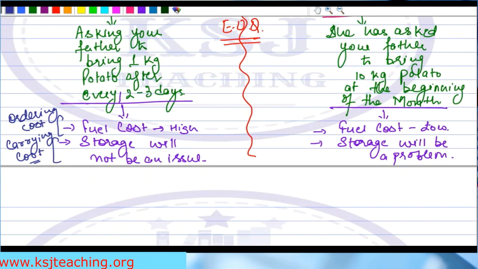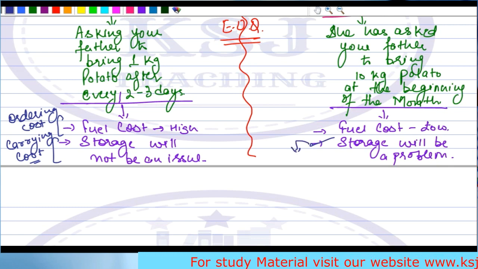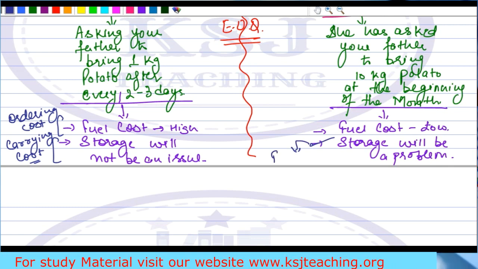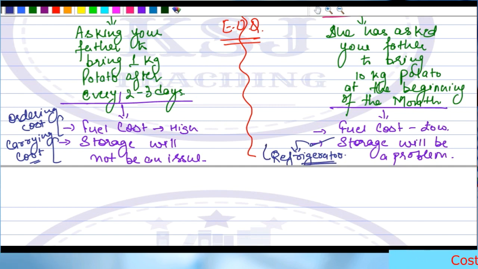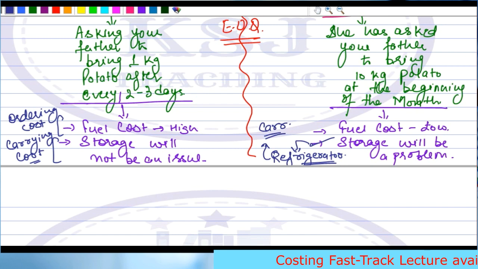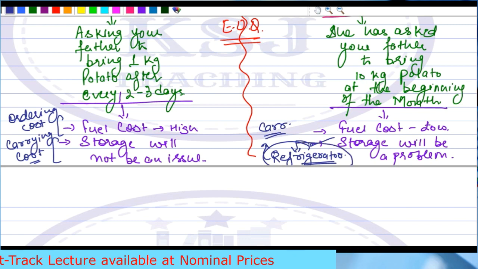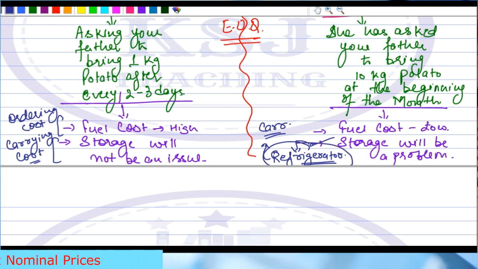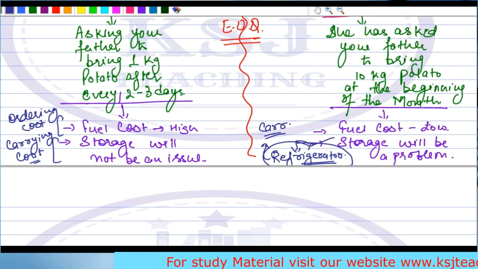For example, see here the storage problem. Say there is a storage problem for your mother. Now, what is the solution? Your mother says, buy me a new refrigerator. Now, this refrigerator will not come free of cost. This refrigerator is your carrying cost. This refrigerator will run on electricity, and the electricity consumed by it is your carrying cost. This refrigerator will ask for repair and maintenance. This will be your carrying cost. Clear?